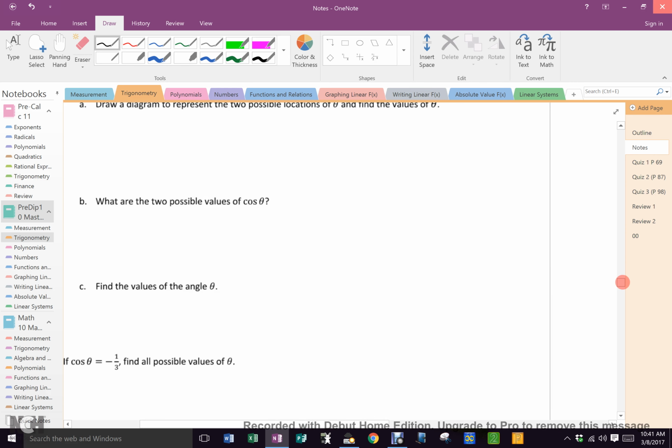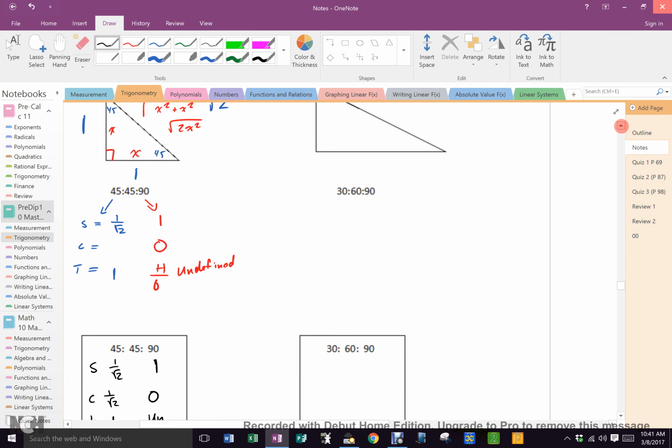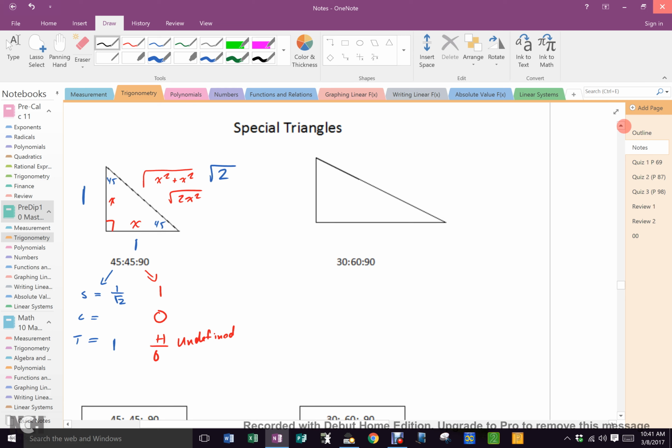Let's look at this next one, the other special triangle that follows certain rules. 30, 60, 90. You guys are smart kids, yes? Which one of those sides is obviously the shortest?